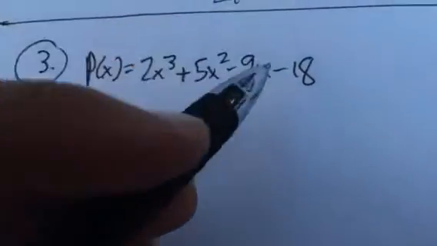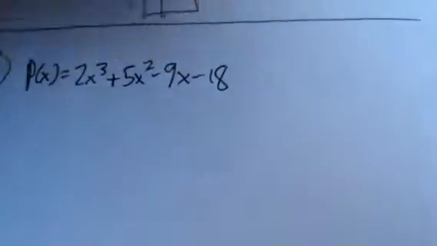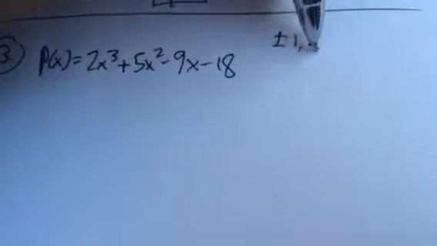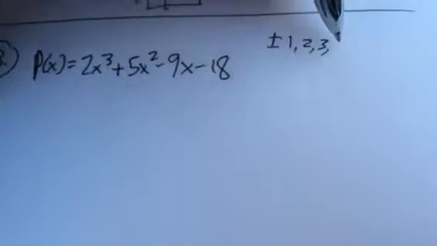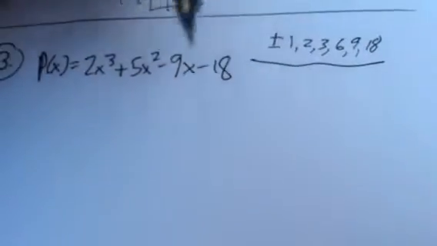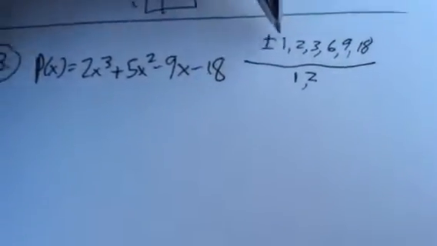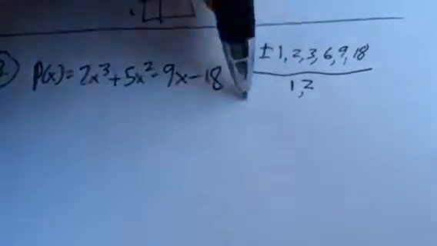So if I think about possible zeros, it would be factors of 18 over factors of 2, positive or negative versions of that. So factors of 18, 1, 2, 3, 6, 9, and 18 over factors of 2, 1 and 2. So we've got a lot of possibilities. 1, 3, 6, 9, 18, and then all those divided by 2, positive and negative versions.